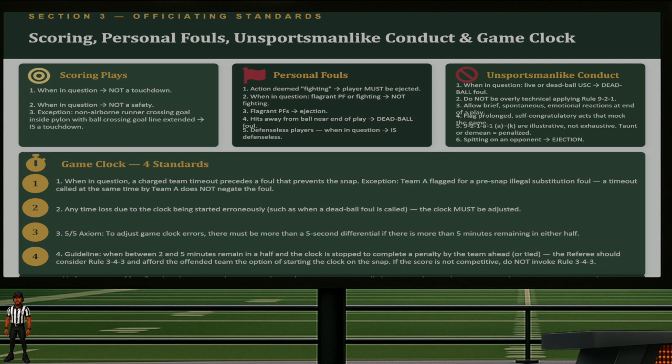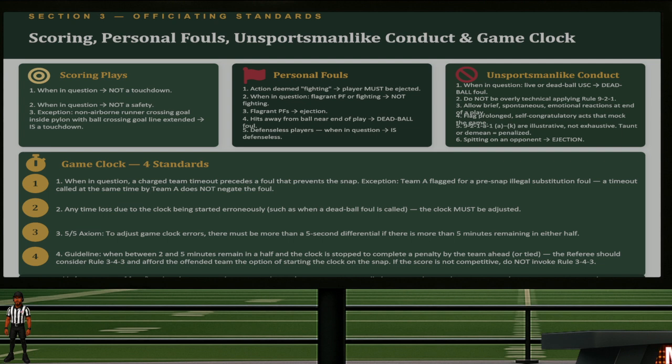2 defaults say no, 1 says yes. The pylon standard is specific. A non-airborne runner, the ball crossing the extended goal line, and the runner inside the pylon. All 3 are required. Personal fouls. 5 standards. Standard 1, if action is deemed to be fighting, the player must be ejected. No judgment, no discretion. Ejection is mandatory.